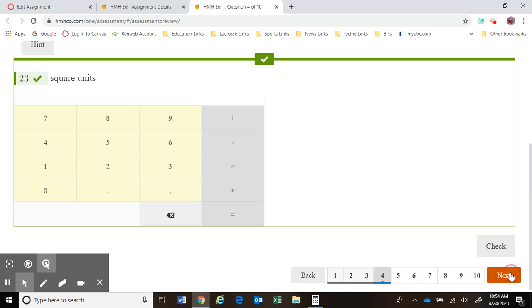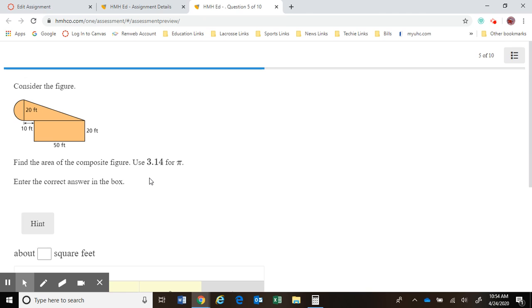All right, number 5. Again, same thing. They've already separated the figures for me. What do I have here? A semicircle with a radius of 20, a triangle with a height of 20 and a base of 10 and 50 makes 60, and a rectangle with a length of 50 and a width of 20. Doesn't really matter, whatever we want to say.